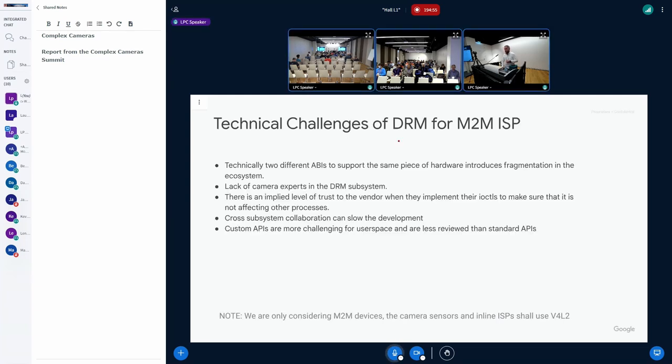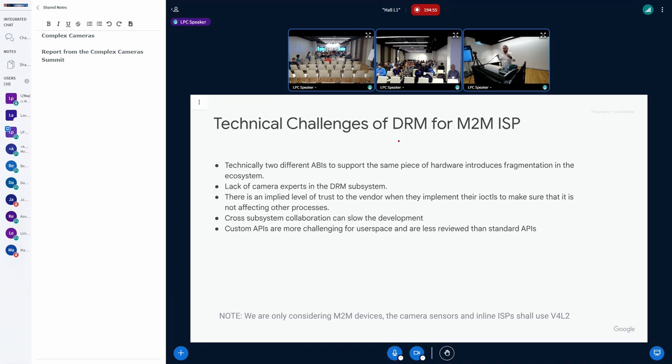So, how can we implement these devices in DRM? Sometimes when you look into these ISP devices, which are memory to memory, they could look like a GPU, right? You send a buffer and you receive something in the output.